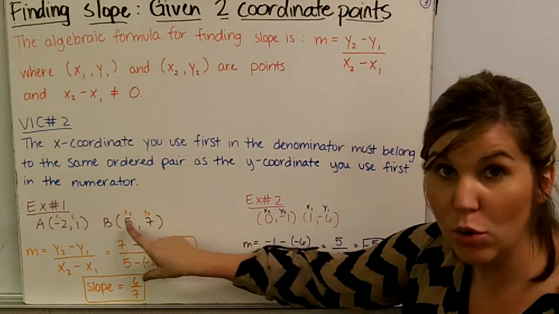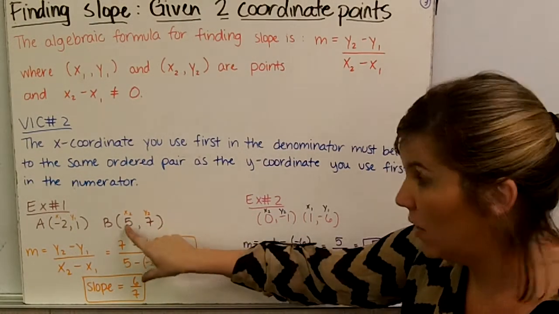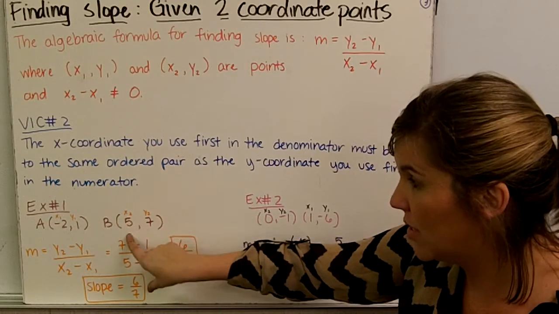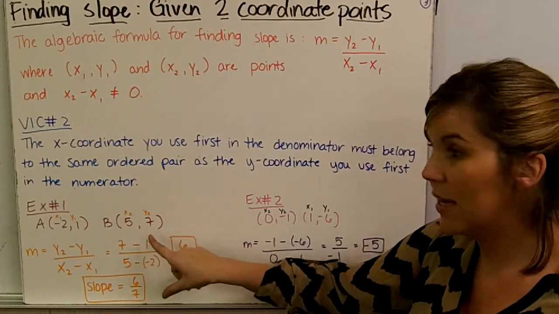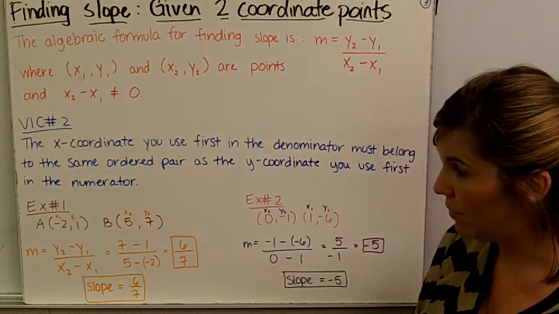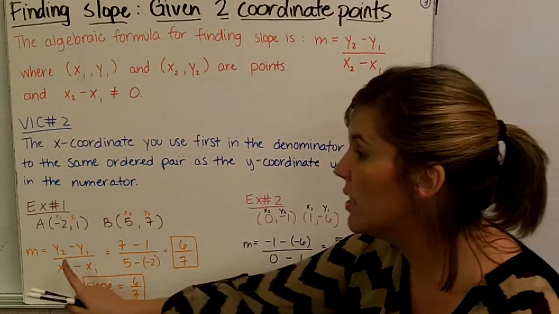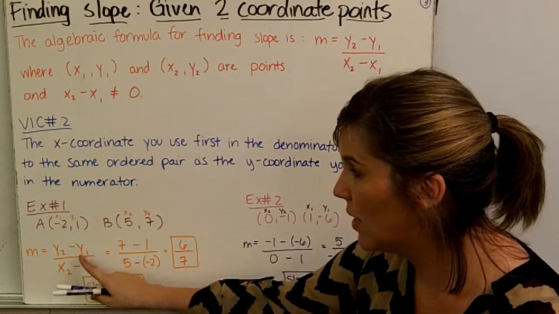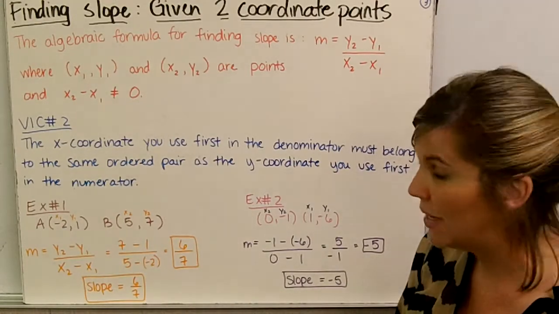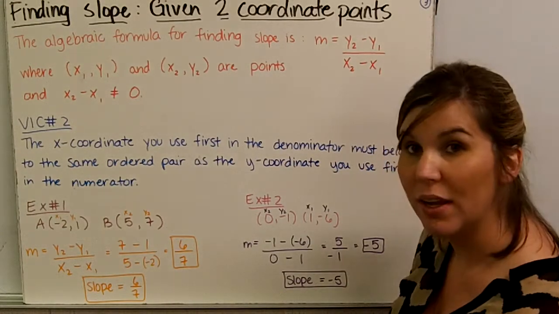x2, this is the second ordered pair. The x value in the second ordered pair is x2, so it's 5. And the second y value is 7. So using the slope formula, m equals y2 minus y1 divided by x2 minus x1, we're going to plug in these values.